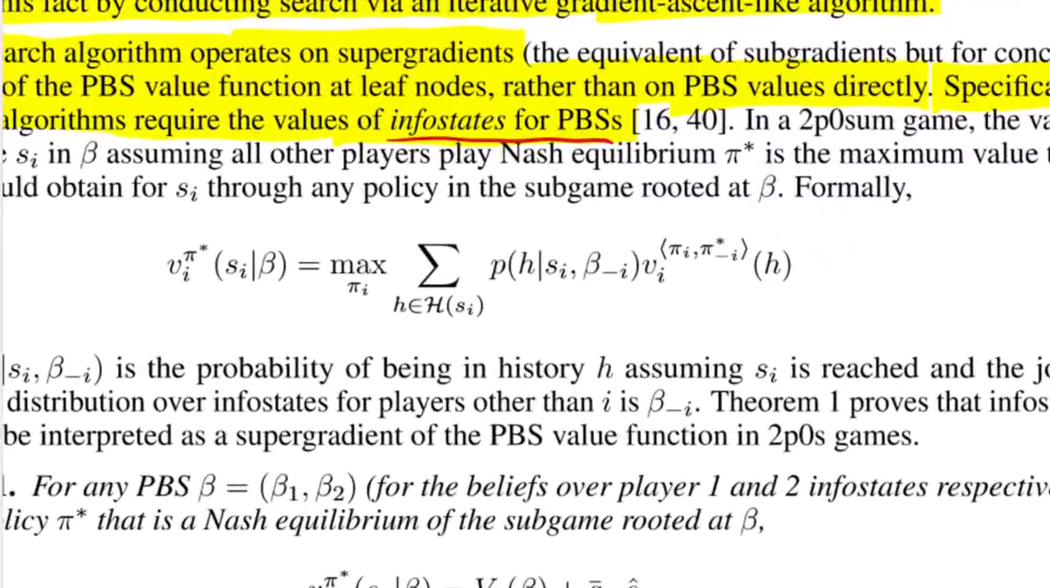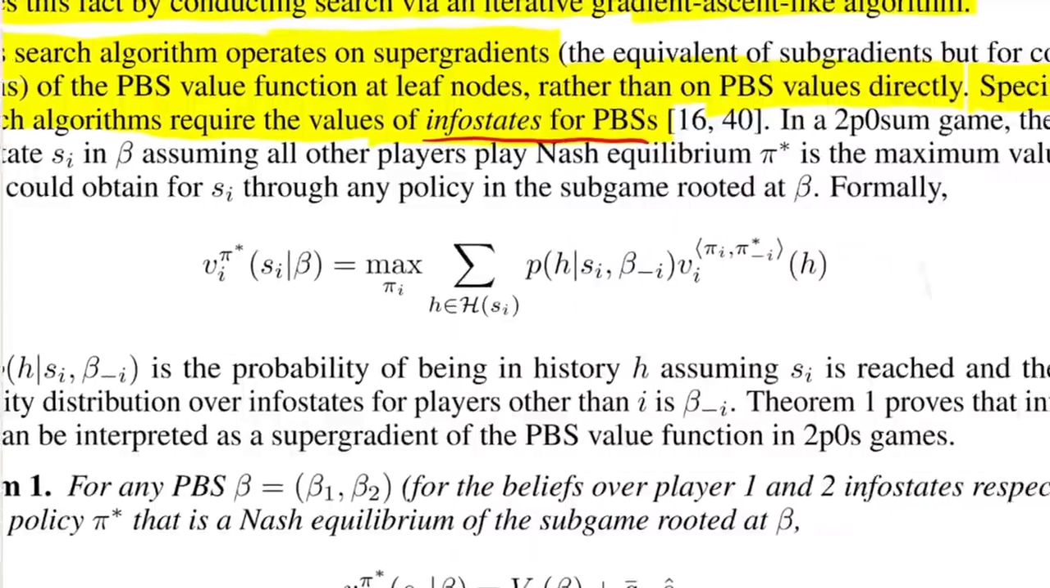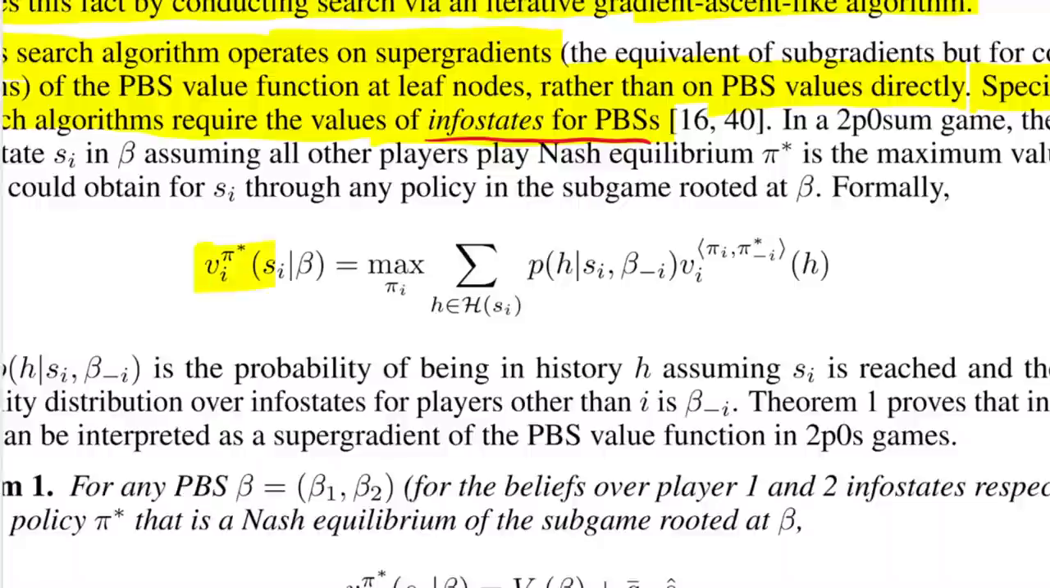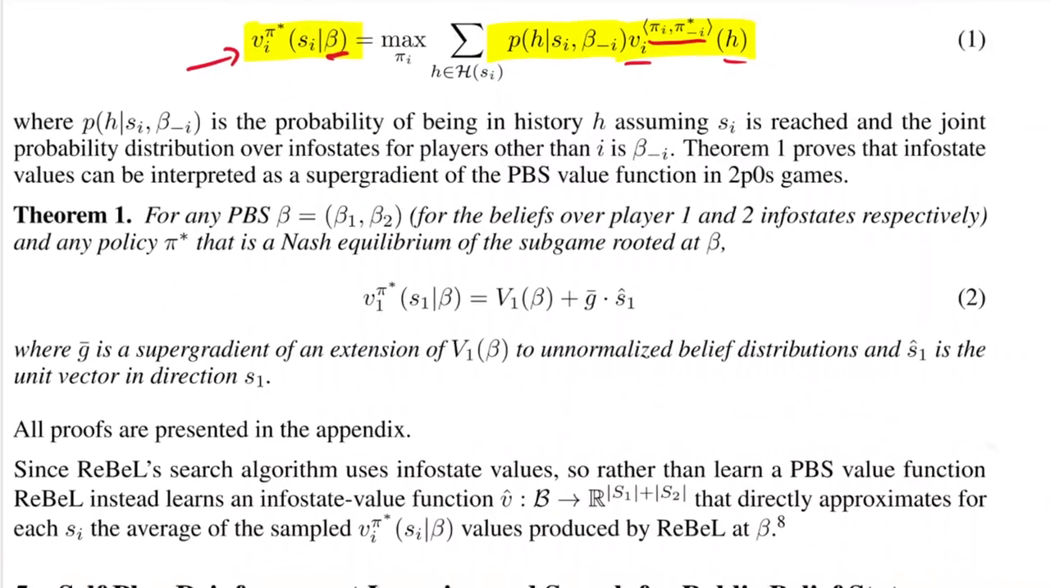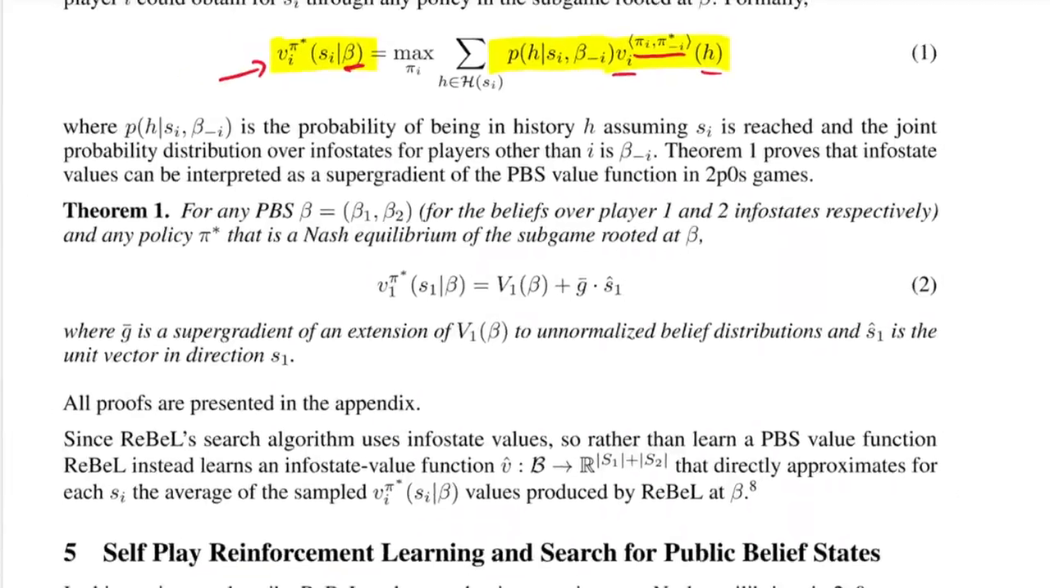And that's done fairly easily because you simply sum over. You can say the value of a given info state, conditioned that you're in public belief state beta, is simply going to be the expectation over all the histories that could lead to this info state multiplied by the value of each history. You can have the value of a history given some policy, and therefore you can approximate the value at a given info state. And this Theorem 1 here is where they connect the value of a public belief state to the value of an info state.